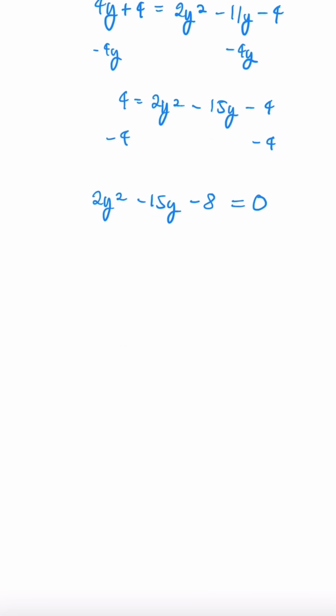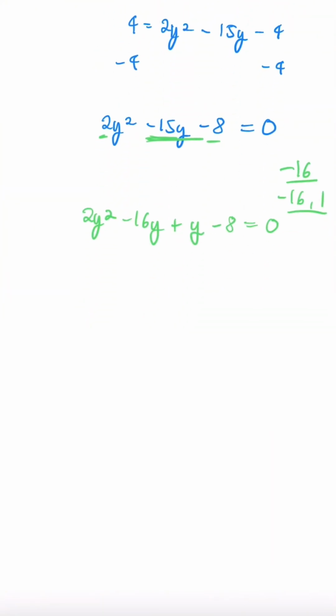And to solve this, we're going to take that 2 and multiply it by our minus 8, and that gives us minus 16. So we're looking for a factor pair of minus 16 that adds together to give us minus 15. And we can see that's going to be minus 16 and 1. So let's separate our minus 15y into these two factors. So we've got 2y squared minus 16y, add y minus 8 equals 0.